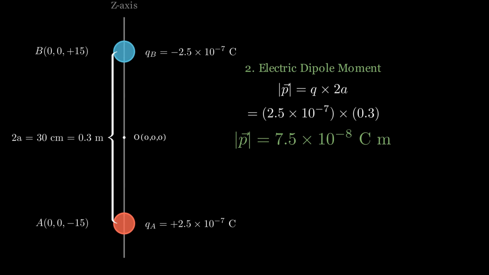Dipole moment is a vector, so we need a direction. By convention in physics, the dipole moment vector points from the negative charge to the positive charge. In our diagram, the negative charge is at the top and the positive charge is at the bottom, so the vector points downwards, that is along the negative z-axis.